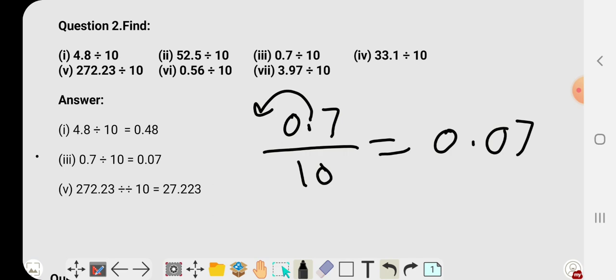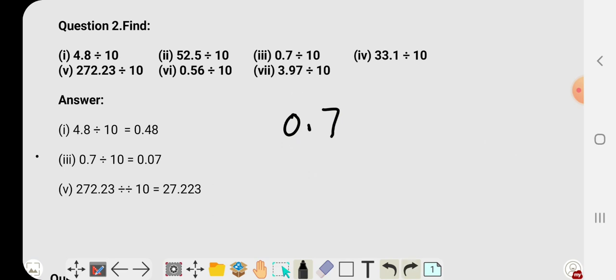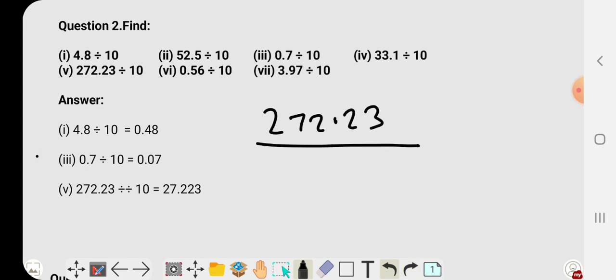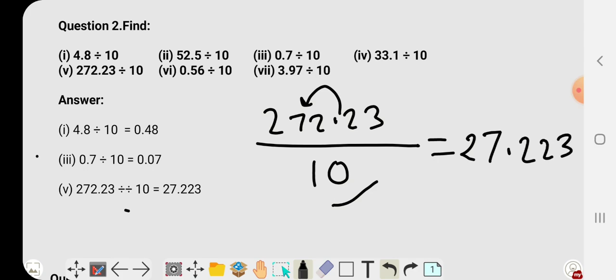Now in this case 272.23. Sorry, by mistake there are two symbols of division. You have to make only one. This decimal will shift towards the left one place because there is only one zero in 10. 27.223. And one more thing, after the decimal we don't read the number like 223. We read the numbers separately. So other parts of this question you can do very easily by yourselves.